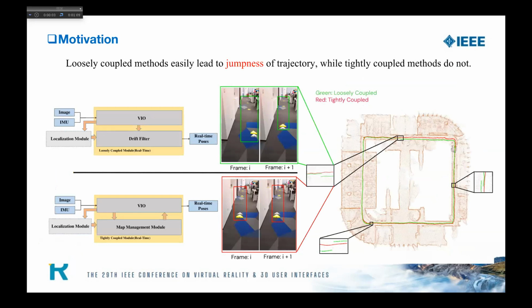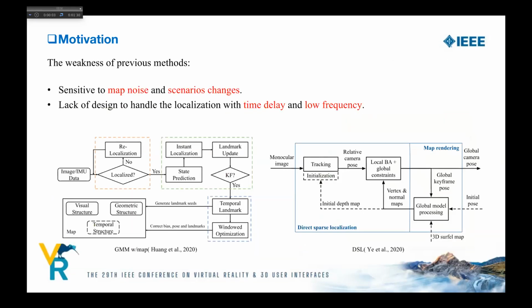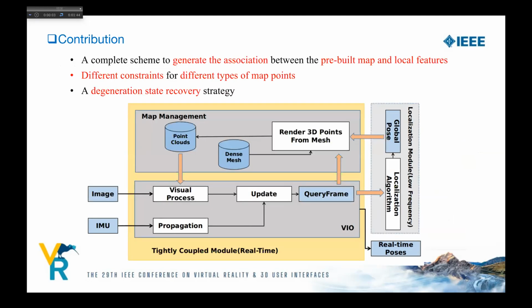We categorize these coupled methods into loosely coupled and tightly coupled methods. Without additional measurement to VIO, the loosely coupled methods can only continuously optimize the six-DoF transformation, leading to the jumpiness of the trajectory and the AR effect. Previous tightly coupled methods are sensitive to map noise and scenery changes. Moreover, the previous methods also lack the design to handle the localization with time delay and low frequency, which is not suitable for the application scenario of map services deployed on the remote server.